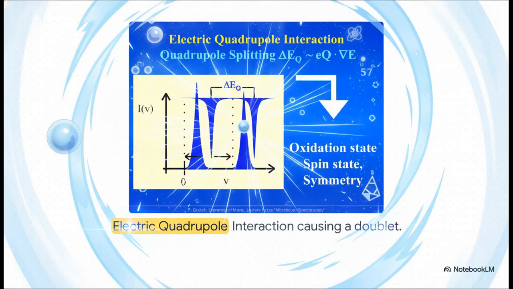Moving a bit deeper, we run into the electric quadrupole interaction. If a nuclear state has a spin greater than 1/2, like the excited state of iron-57, it actually has a non-spherical nuclear charge, kind of like a squashed sphere. When this non-spherical charge interacts with an inhomogeneous electric field gradient, say from a non-cubic electron distribution, it causes quadrupole splitting. Visually on our spectrum, we see this as a single absorption peak separating into a distinct doublet, 2 peaks. And the distance between those 2 peaks? That tells us so much about the symmetry and the exact arrangement of ligands around the atom.